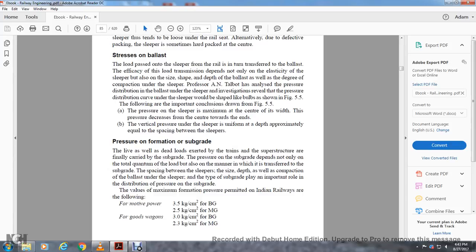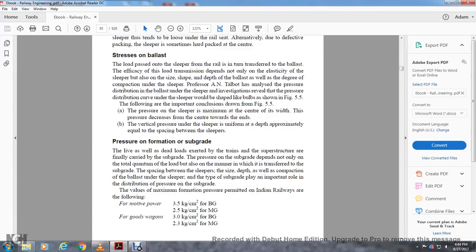The pressure in the formation of the subgrade. The live as well as dead loads exerted by the train are carried through the substructure and finally by the subgrade. The pressure on the subgrade depends not only on the total quantum of the load, but also on the manner in which it is transferred to the subgrade: the space between the sleepers, the depth as well as the compaction of ballast under the sleeper. The type of subgrade also plays an important role in the distribution of pressure on the subgrade.